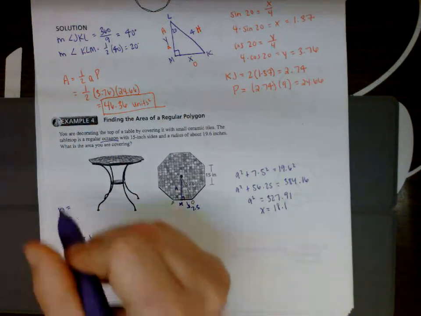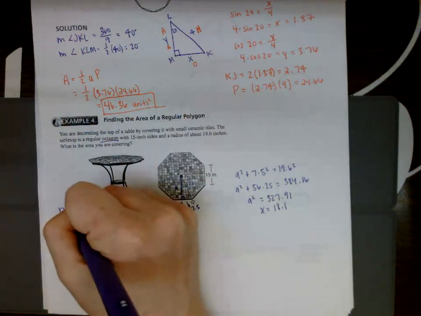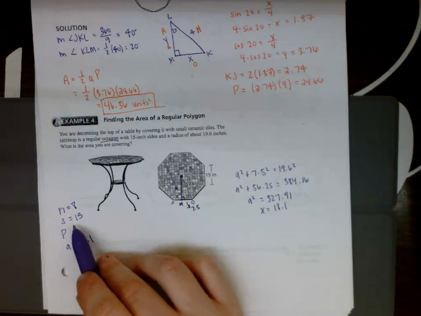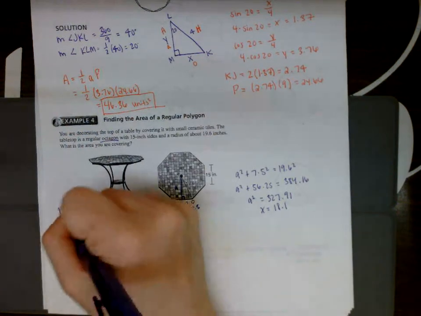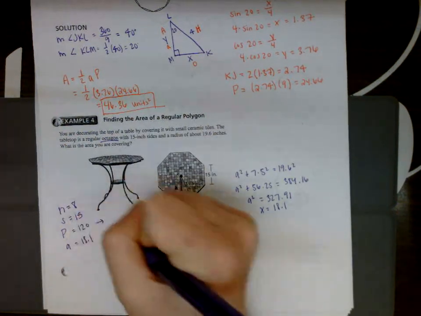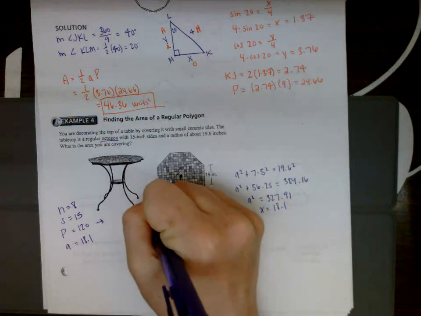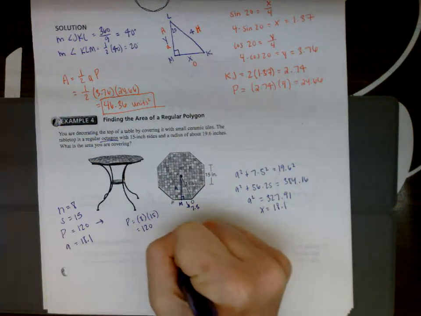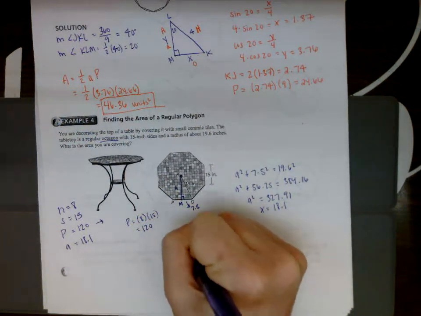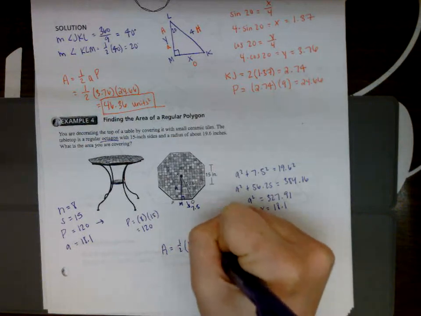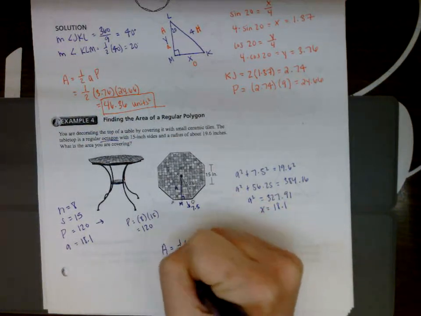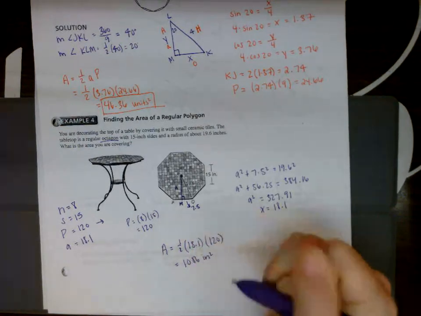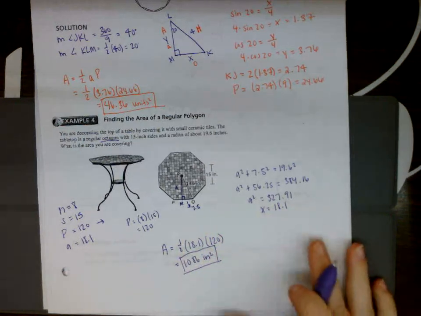My number of sides, I could have filled that in earlier, is 8. I could have also filled in that the side length is 15 because it was given to us in the problem. So then to find capital P, I do 8 times 15, which is 120. Okay, so then I know everything that I need. So area is equal to 1/2, little a is 18.1, capital P is 120. Multiply that all out and you get 1086 inches squared. And that's your answer.